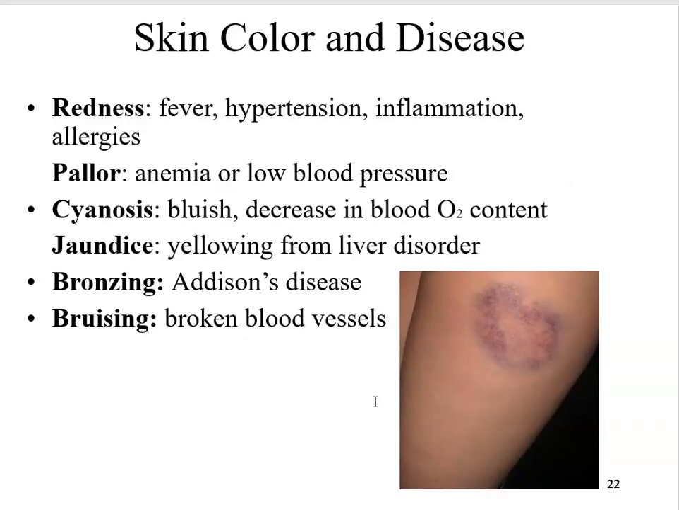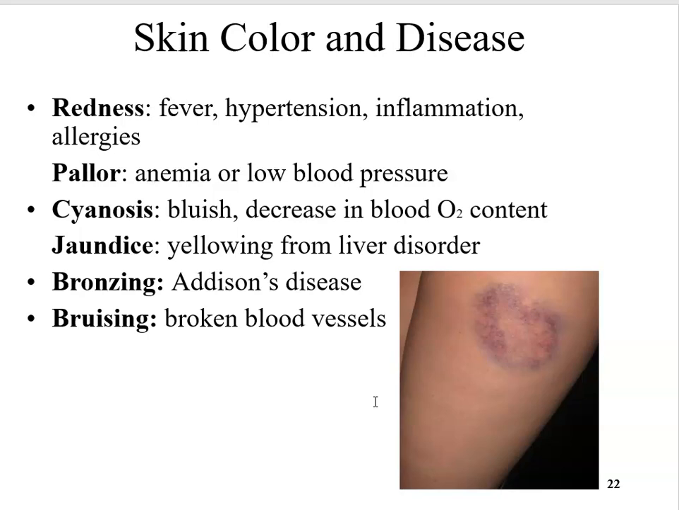Because the skin is so exposed, it can be a useful diagnostic tool. It can be assessed very quickly and without having to rely on difficult or invasive techniques. Redness is an indicator of increased blood flow. It can be a sign of fever, hypertension or high blood pressure, inflammation, an inflammatory response, or allergies. Pallor is the opposite, paleness. It's an indicator of anemia, low iron content, or low blood pressure or hypotension.